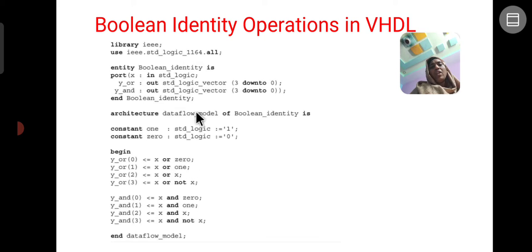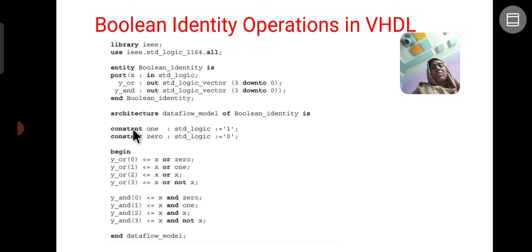This is an example of how we can write VHDL code for Boolean identities. X is an input, Y is also an input. X is a scalar type, whereas Y_or is a vector type, and Y_and is an output. So we have two outputs, the OR function and the AND function. These two are vector type. And constant 1 is STD.